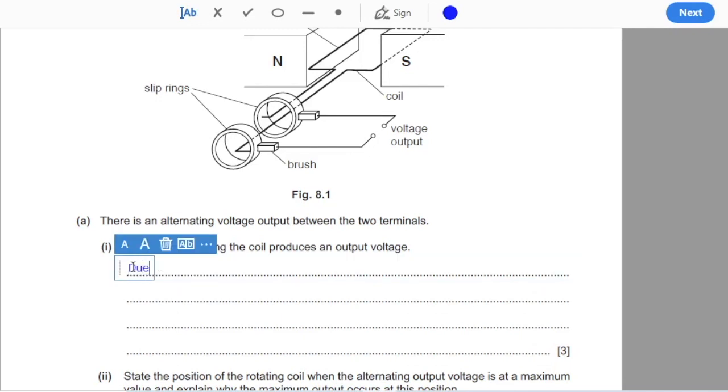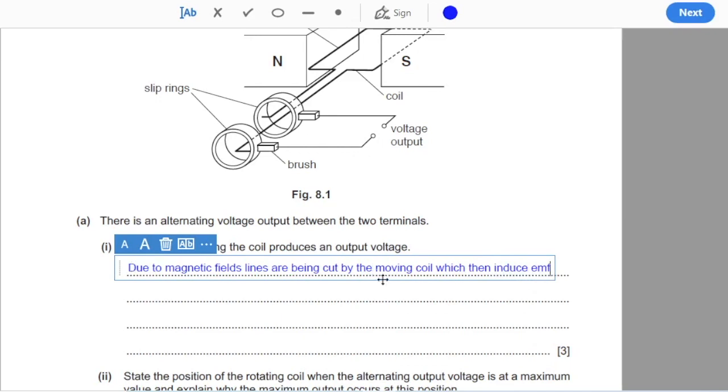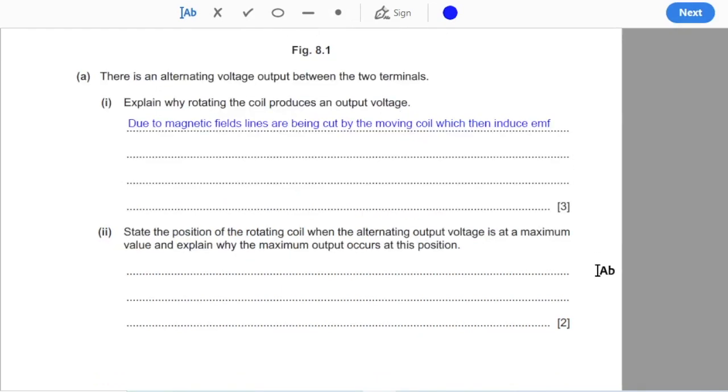So, due to magnetic fields, which is between the magnets from north to south, these field lines are being cut by the moving coil, which then induces EMF.